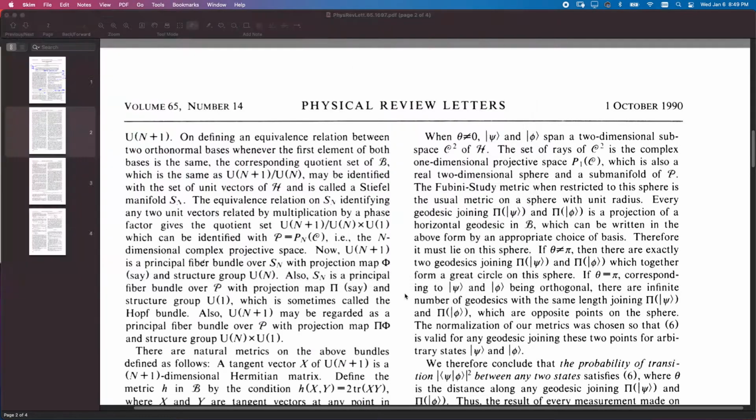Set of orthonormal. Okay, this is too much information. Or maybe it's the right amount of information. Maybe I'm just a stupid one. All right.